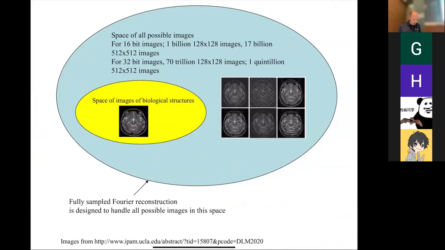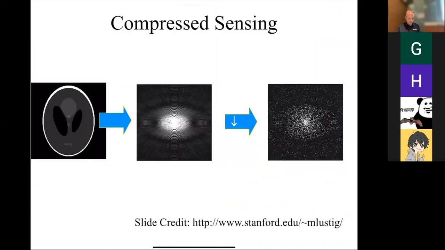So fully sampled Fourier reconstruction, or even parallel imaging, is designed to handle this entire space. It's designed to say, if I have to create images that are accurate over this entire space, this is what I can do. Compressed sensing and deep learning say, no. We only need you to get a good solution in this smaller part of the space. If you can do that, then you can go much faster or have better looking images. So let's take a look at compressed sensing first.